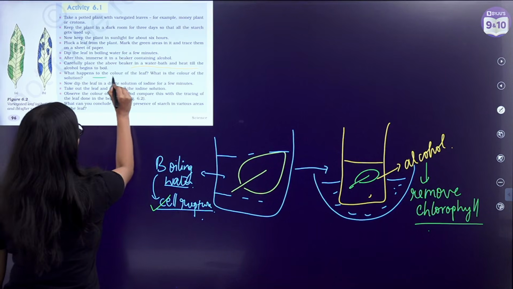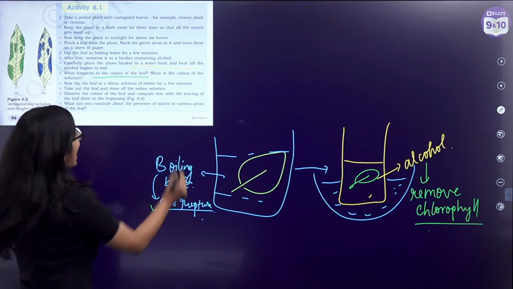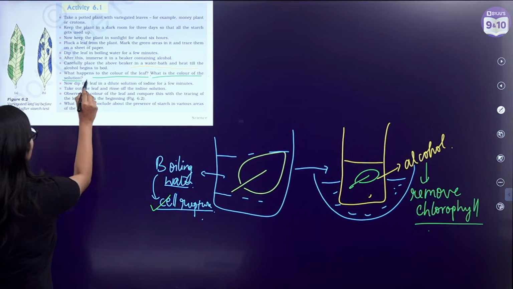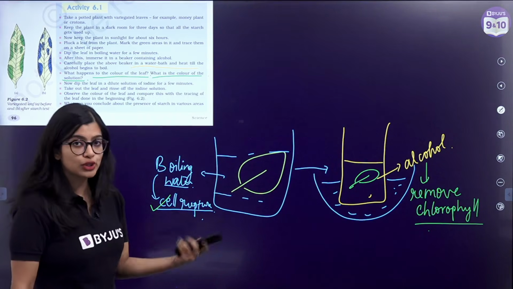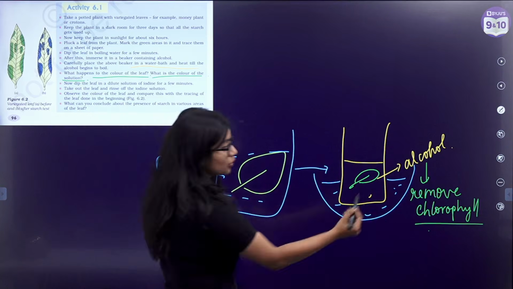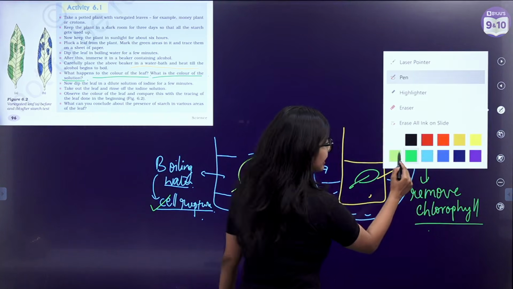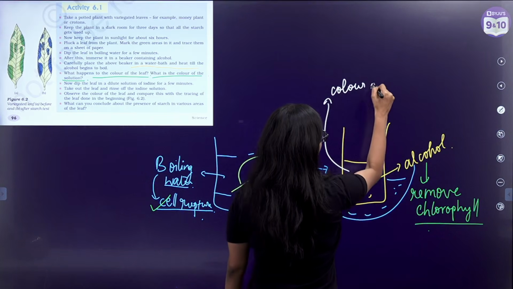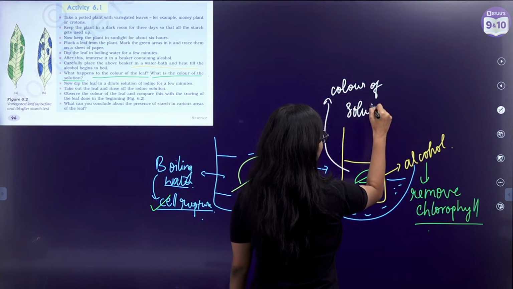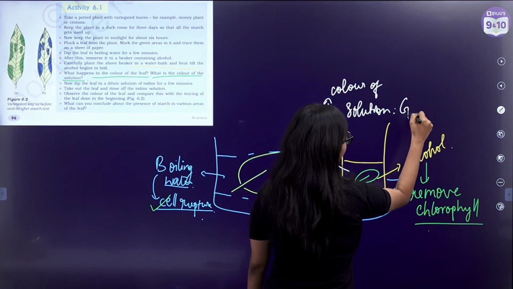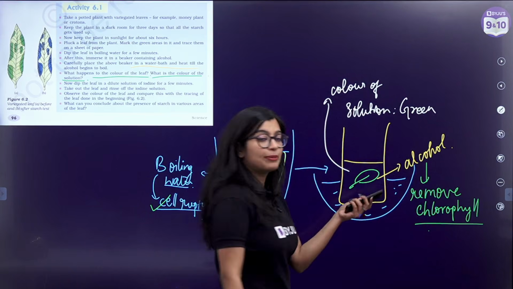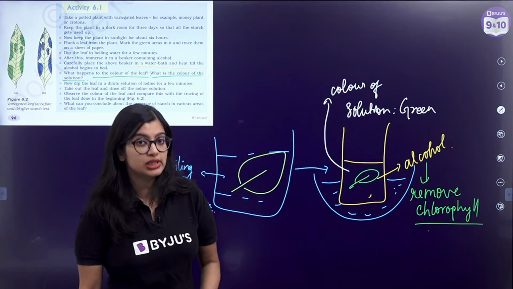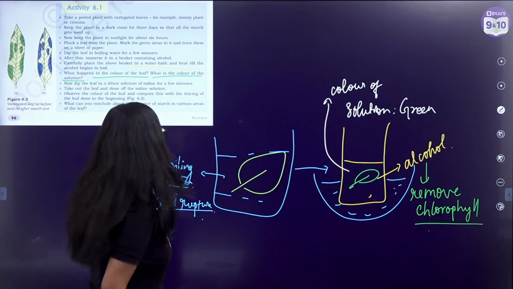Now, what is going to happen to the color of the leaf? And what is the color of the solution? Now, we have removed chlorophyll. That means that the color of the solution that is there is going to be green, right? So here, color of solution is going to be green. And what will happen to the leaf? The leaf is going to lose its color because we have boiled it in alcohol.